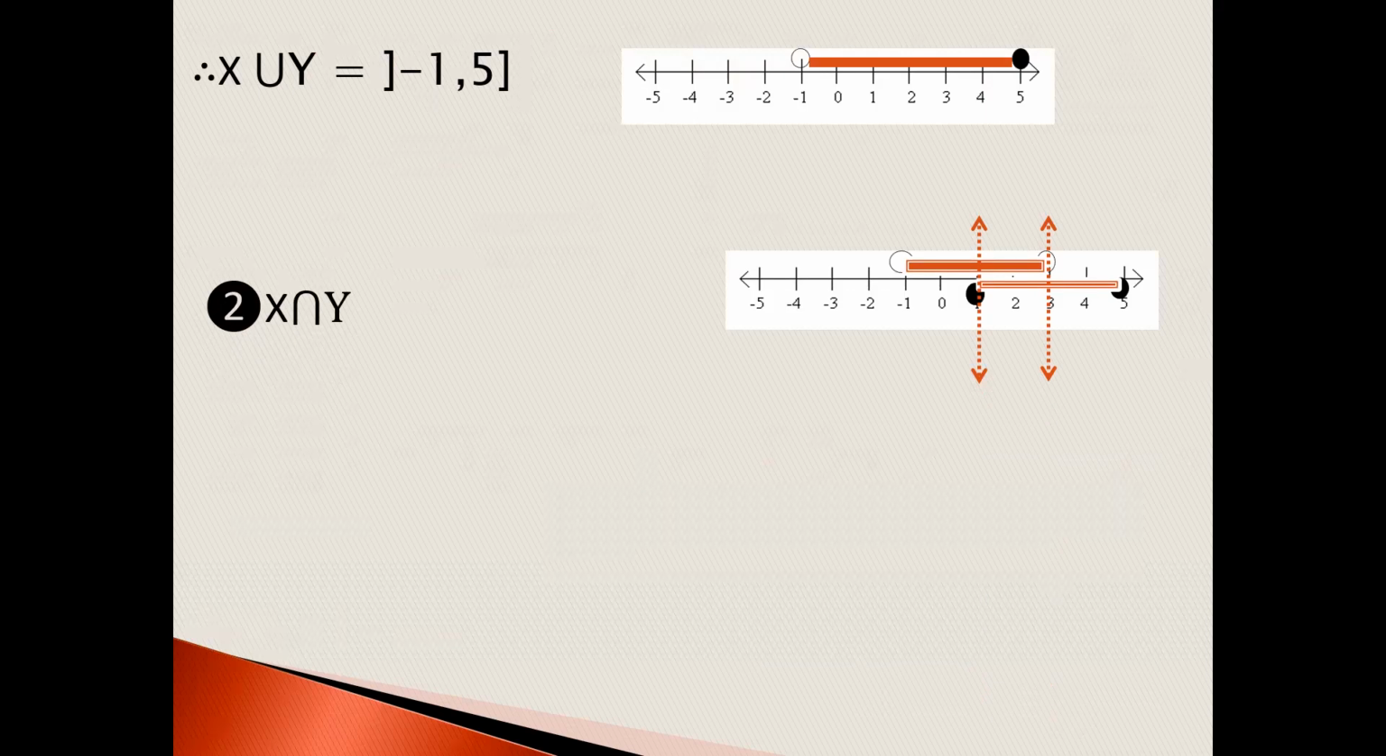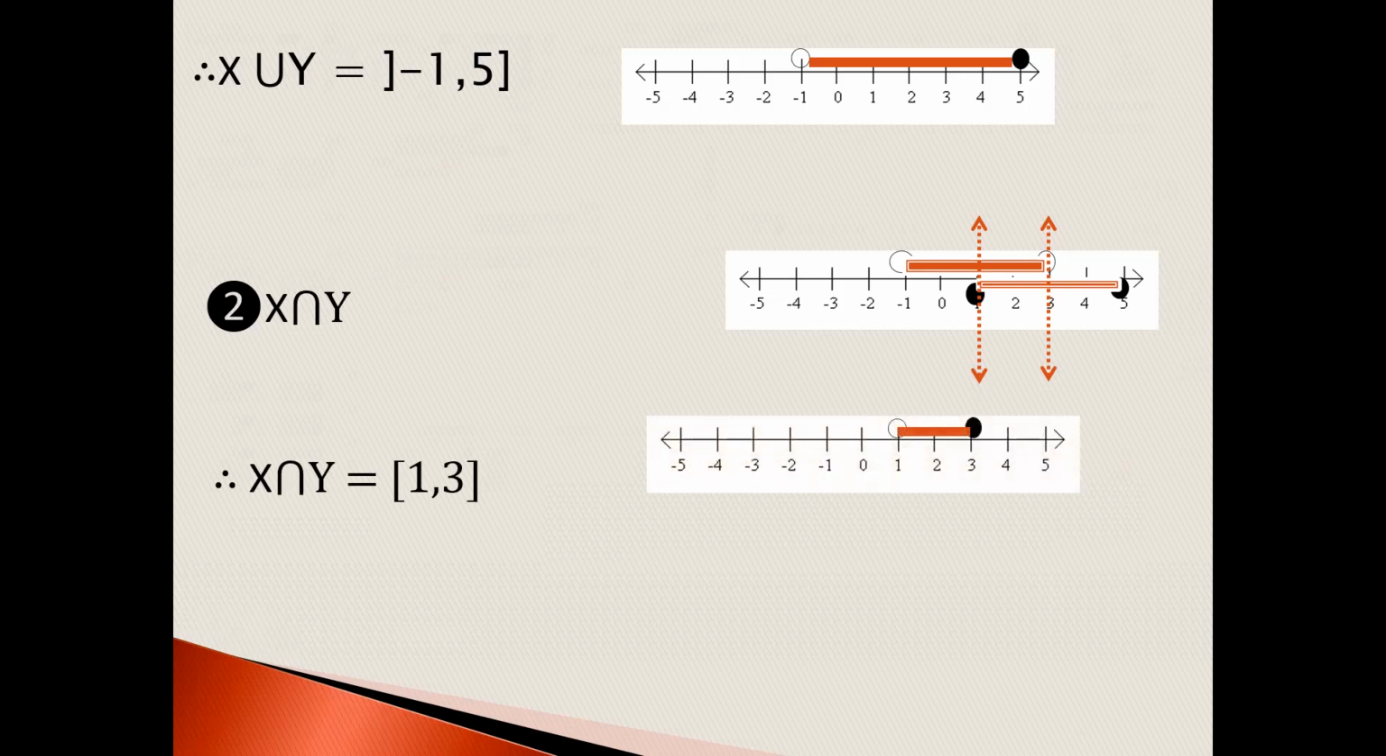They are counted in x and y. So the answer is 1 and 3. 1 is closed, it must be closed. 3 is open, it will be open. So the answer is 1 closed and 3 open. Here, 1 and 3 are the common numbers between x and y.